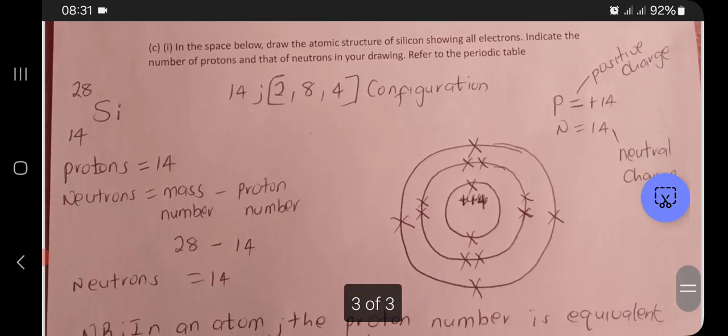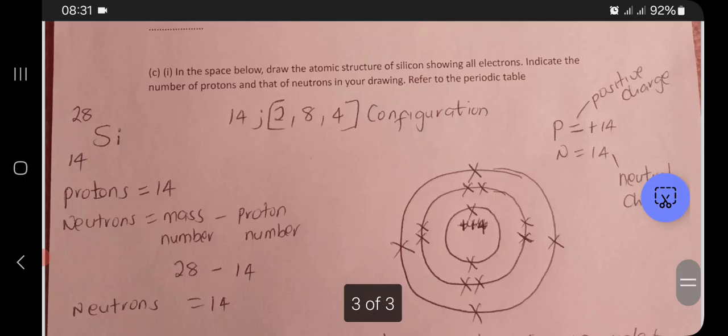Then we're going to do the last part of the question. It says, in the space below, draw the atomic structure of silicon, showing all electrons, and then indicate the number of protons and that of neutrons in your drawing. It says, refer to your periodic table. So if you take a look at silicon, I've already written the mass number and the proton number for silicon, getting it from the periodic table.